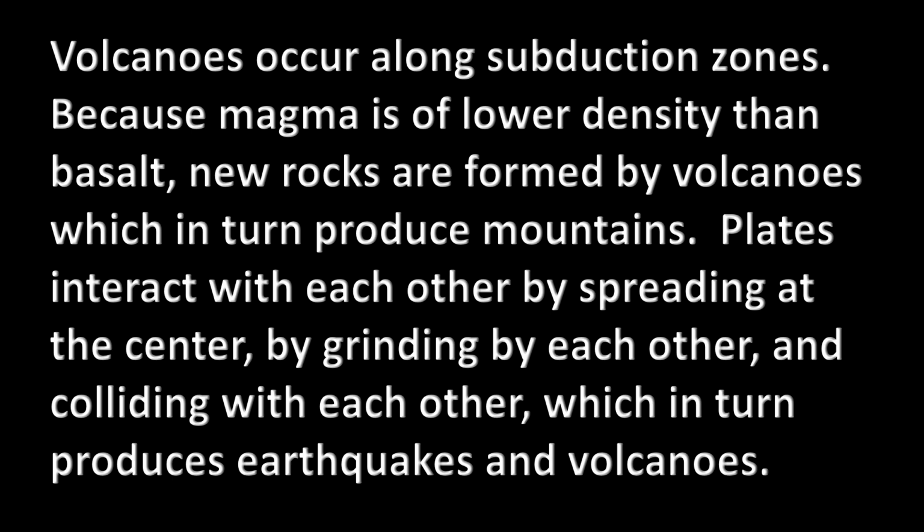Briefly though, volcanoes occur along subduction zones. Since magma is of lower density than basalt, new rocks are formed by volcanoes, which in turn produce mountains. Volcanoes produce mountains. That's not big shattering news, is it? There have been new islands created in our lifetime in the Pacific by volcanoes. How does that occur? By this formation of rock.